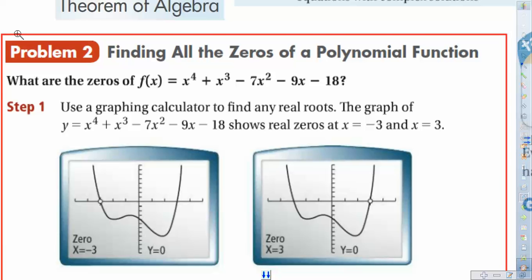Look at what step 1 says. Look familiar? Yeah, we saw this in the last two videos. Your first step is to graph that into your graphing calculator. Okay? And then what you're looking for when you graph in your graphing calculator is look for the integer real zeros. Okay? Look for the places where it crosses the x-axis, in other words.